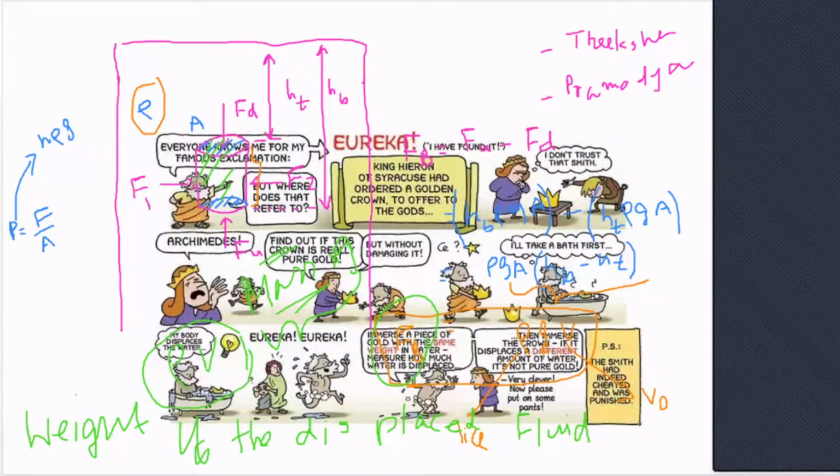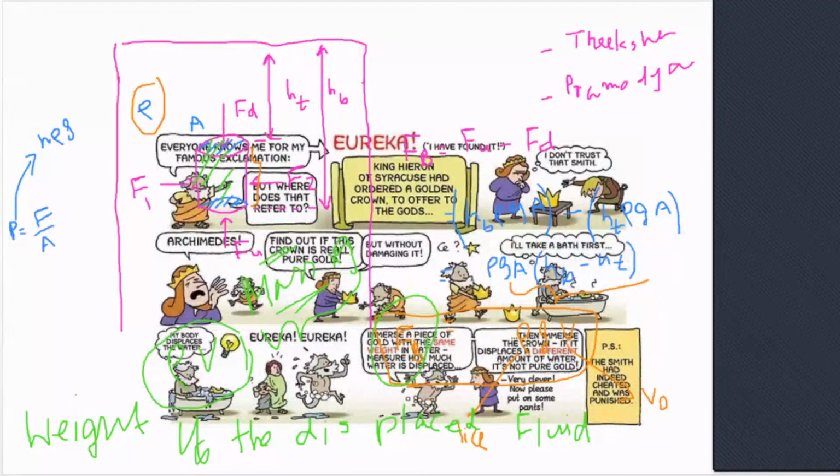So then the king asked Archimedes to find out whether the crown is purely gold or not. But you have to understand that you cannot damage it. This is the bottom line. So Archimedes struggled with the problem for a while. Then one day he stepped into a bath filled with water. He saw that the water overflowed.